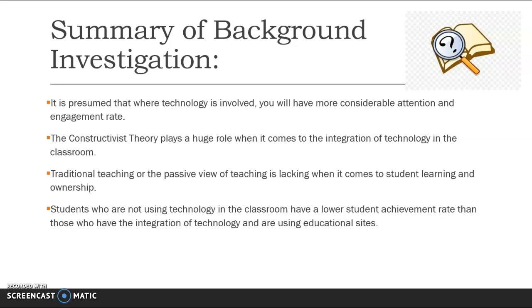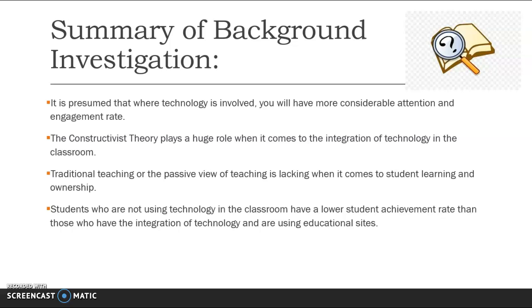Summary of background investigation. So technology is everywhere in today's day and age. Children and adults alike are regularly using technology. It is presumed that where technology is involved, you will have more considerable attention and engagement rate. Educational sites are more engaging and easier to focus on than the traditional teaching method.